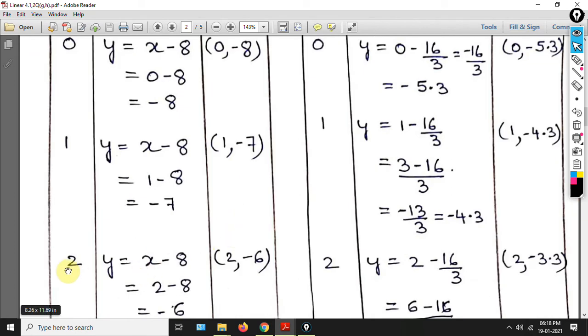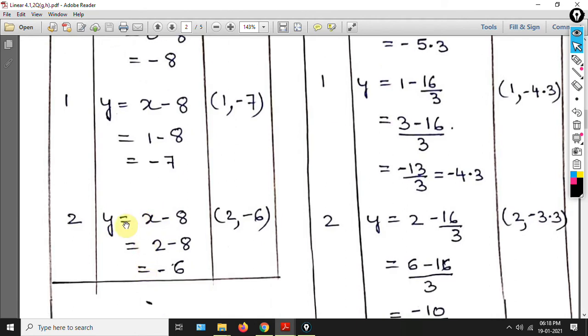Next we are taking x as 2. So y equals x minus 8, and in place of x I am writing 2. So 2 minus 8. The bigger number has minus, so we write minus. From 8 if we remove 2 we get 6. Here x and y values you have to write: 2 comma minus 6. Because x value is 2, and y value we are getting is minus 6.